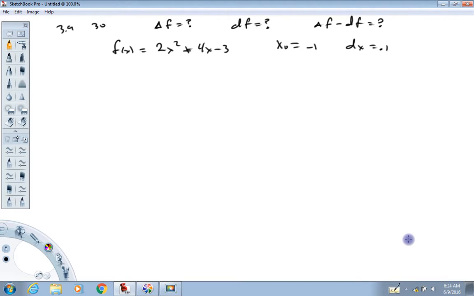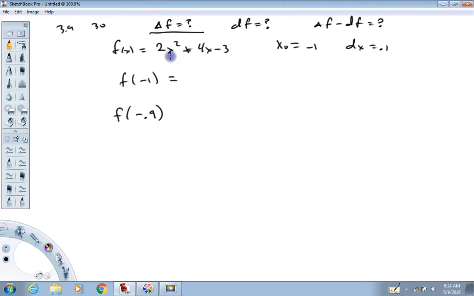When you look at problems 29, 31, 33, when you read all of it, you might get kind of lost. When they talk about delta f, they're just talking about the difference in the function value. So when we look at delta f here, we need to know the function at x equals -1 and the function at x equals -0.9. We're starting at -1, and our change in x, our dx, is positive 0.1, so we're moving to the right by 0.1. That will put us at -0.9.